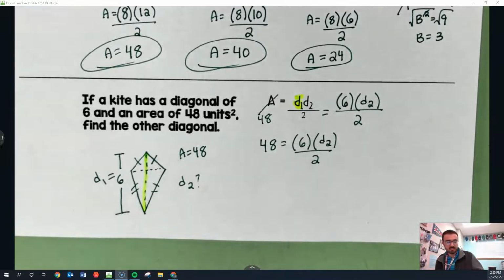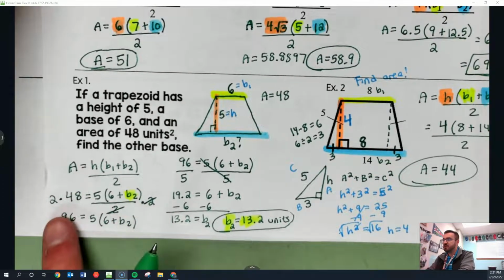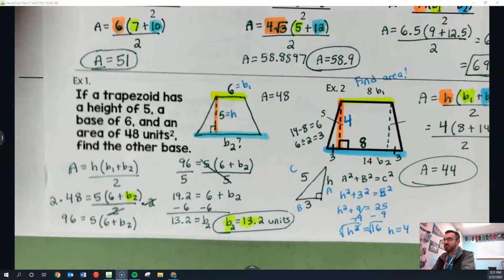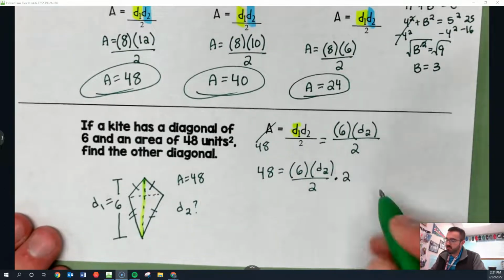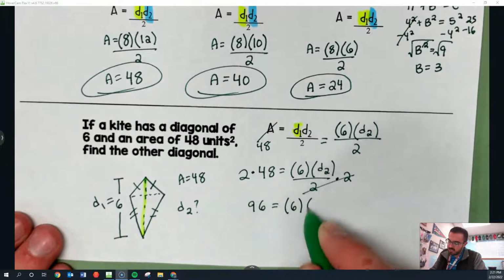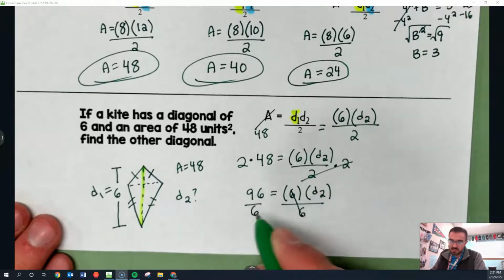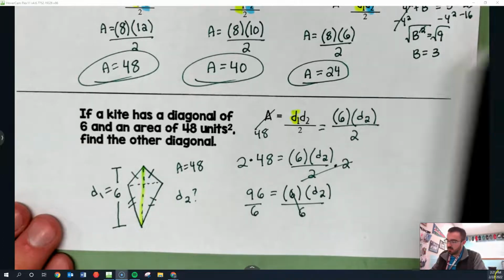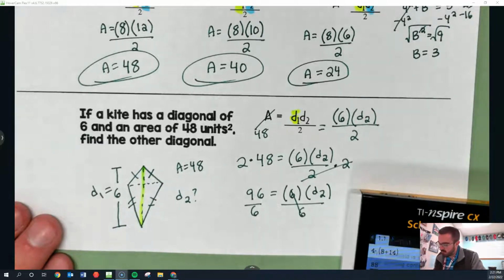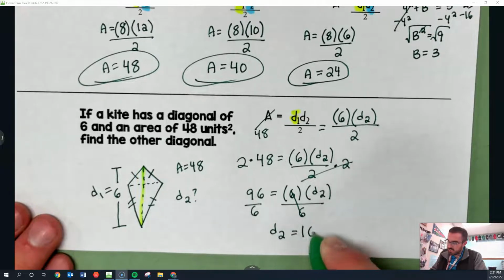Remember, this was a very similar situation to what we had with example 1 on page 17. In this situation, we multiplied both sides by 2. That's what we're going to do again. I'm going to multiply both sides by 2. I'm going to get 96 equals 6 times D2. Hopefully you notice at this point it is as simple as just dividing both sides by 6. Let's see what we get. 96 divided by 6. You're going to get D2 equals 16 units.